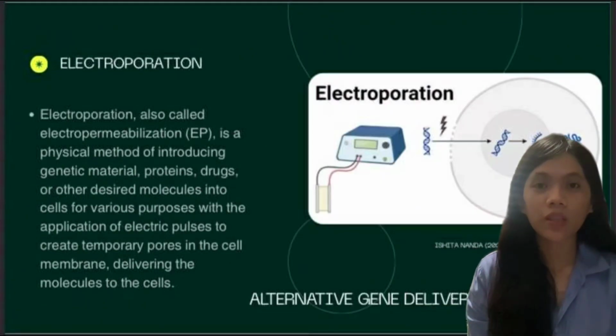And we have here the two alternative gene delivery techniques. First is electroporation. Electroporation is a technique where scientists use small electric pulses to open tiny holes in a cell's membrane. These holes allow DNA, proteins, or other useful materials to enter the cell. Once the material gets inside, the cell membrane closes again. This method is commonly used to deliver genes or medicines into cells for research or treatment.